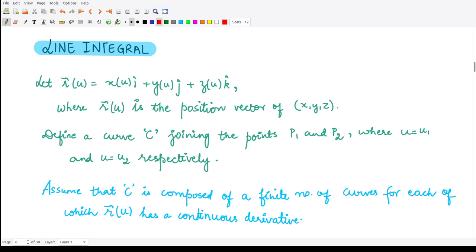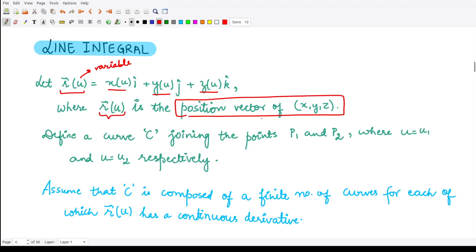In this video we shall learn the topic of line integral corresponding to the given vectors. Suppose you are given some vector r of u, which is a function of u. Here u is the given variable and this is a vector quantity. The components of this vector r of u are x of u i cap, y of u j cap and z of u k cap. So we can say this r of u represents the position vector for any point x, y, z.